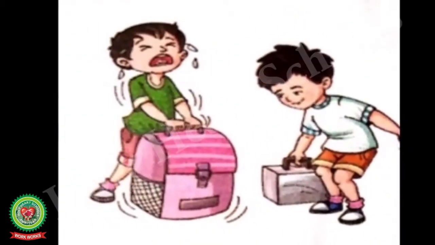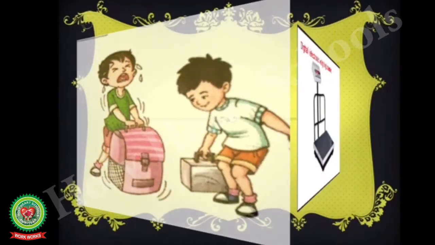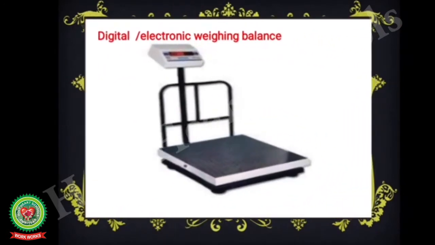Children, in this picture we can clearly see that one child is unable to carry the first bag. That means this bag is heavier, and the other child is carrying the second bag very easily. It means that it is lighter than the first bag. Students, we can use a digital or electronic weighing balance to know which bag is heavy or light.